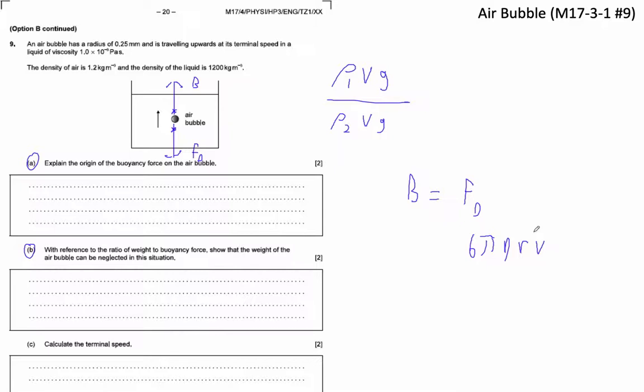Let me look at my data packet. Let's make sure I'm not lying to you. Pretty sure that's what it is. And these are in the back of the data packet. There it is. Yeah, 6 pi, the viscosity times R times V, right?